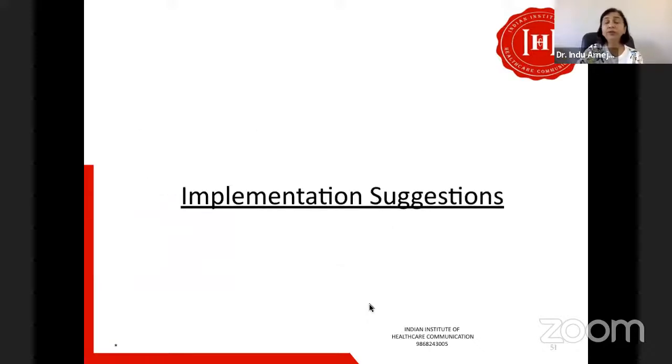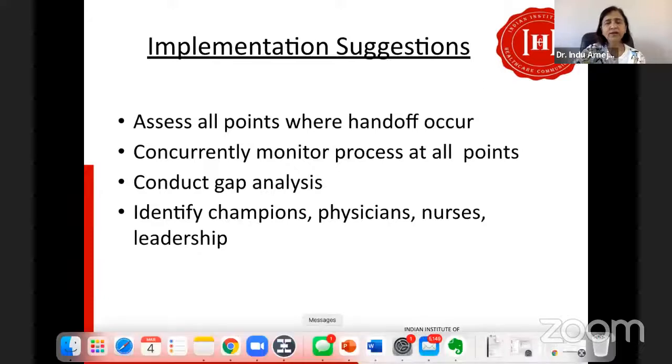So suppose you are seriously thinking of implementing it in your setup, I think the first thing that we need to do is assess all points where handoff occurs. So have a visit to various departments and see where all handoff occurs. Then concurrently monitor processes at all points. How are they doing it right now? If you do the process mapping, you will get to see what the communication gaps are. So if you are able to identify those communication gaps, you will make sure that when you are preparing a template, those communication gaps are addressed simultaneously.